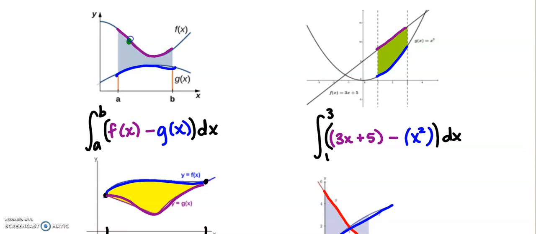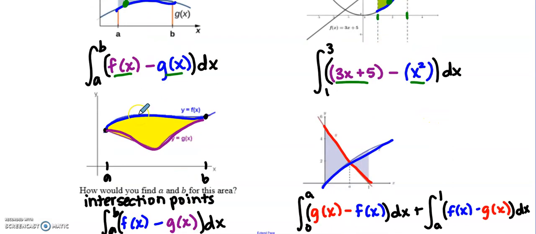So if I think about one representative rectangle, top minus bottom, I get purple minus blue. Here, top minus bottom, I get purple minus blue. And I chose to use their real names, okay? And then I was going from 1 to 3. Here, top minus bottom, blue minus purple. A and B, you would find them by finding where you intersect.